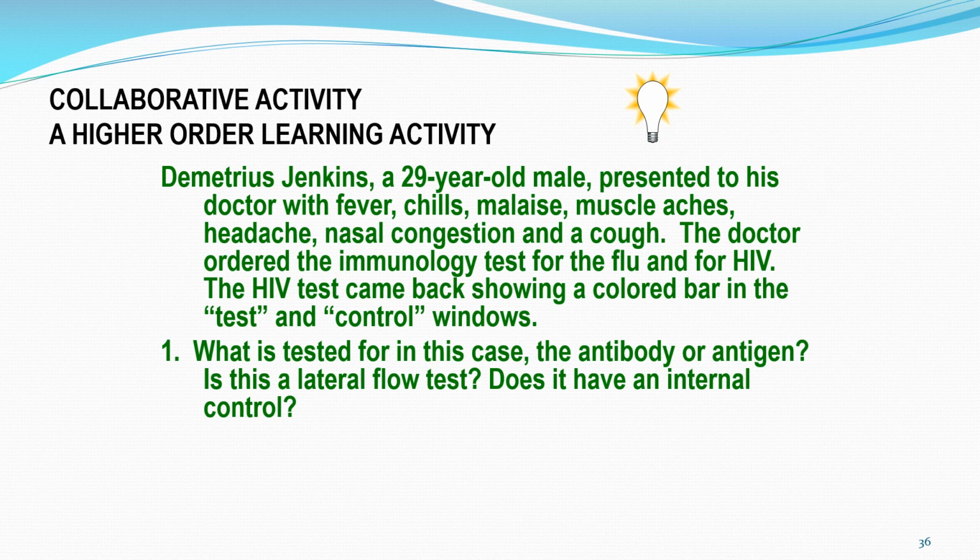So Demetrius Jenkins, a 29-year-old male, presented to his doctor with fever, chills, malaise, muscle aches, headache, nasal congestion, and a cough. The doctor ordered the immunology test for the flu and for HIV. The HIV test came back showing a color bar in the test and control window. What is tested for in this case? The antibody or the antigen? Is this a lateral flow test, and does it have an internal control?